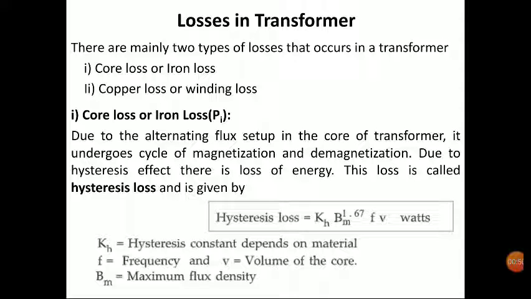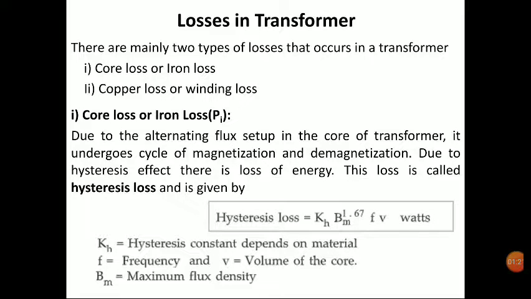Due to the alternating flux set up in the core of the transformer, it undergoes cycles of magnetization and demagnetization. This gives the hysteresis loop. I think you would already have studied the hysteresis loop in your second PU physics, where you would have seen one closed loop. This effect is called the hysteresis effect. This hysteresis effect results in a loss of energy, and hence this loss is called hysteresis loss.